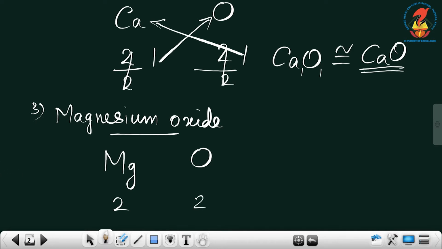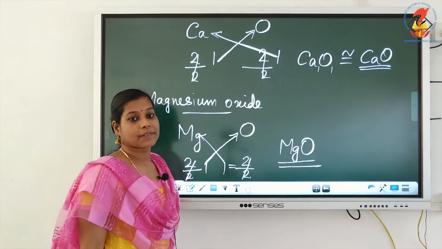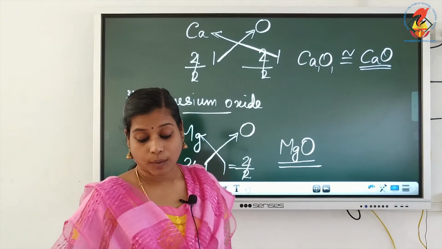Here also, what do we have to do? Yes, we have to divide by the common factor. So, we will get 1. After dividing with the common factor, we have to cross over so that we get the formula MgO. That is the formula for magnesium oxide.